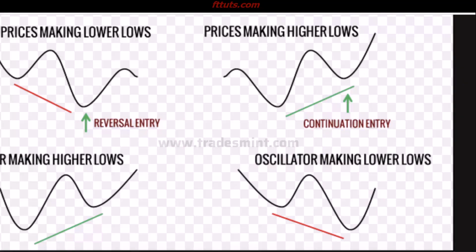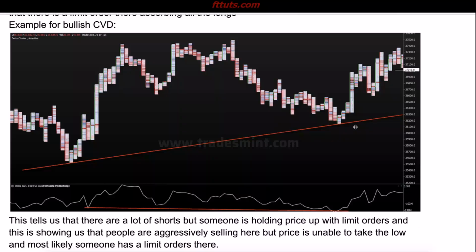We come back to our CVD picture. We can see price making a higher low, CVD making lower lows. It's not really an oscillator, right, because it's a cumulative running average of the delta, but we're going to be looking for that same thing. We want to see that over time the delta is making lower peaks as the price is making higher peaks.